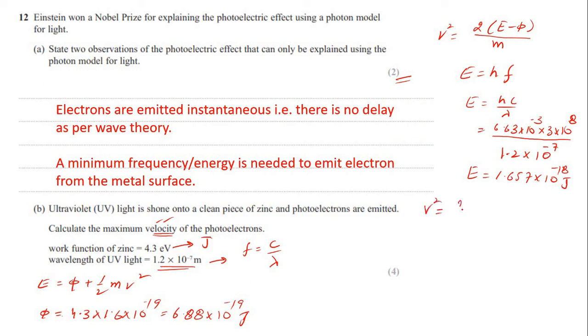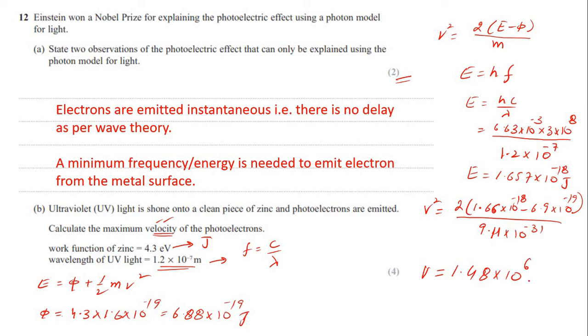So v squared is equal to twice of E, 1.657, or 1.66, let me make it 1.66 into 10 to the power minus 18, minus phi, which is 6.9 into 10 to the power minus 19, bracket close, divided by the mass of electron, which is 9.11, given in the formula sheet, 9.11 into 10 to the power minus 31. Once you do that, you have v squared and take the square root. So v will be equal to 1.48 into 10 to the power 6 meter second inverse. This is the velocity of the electron.